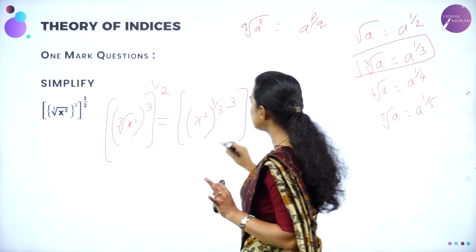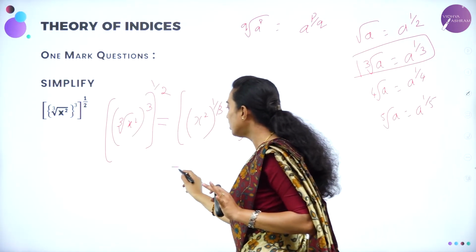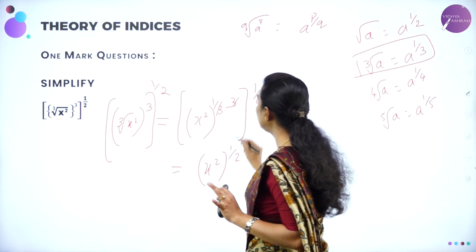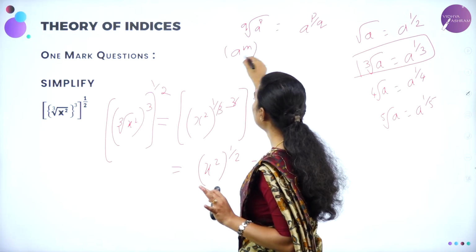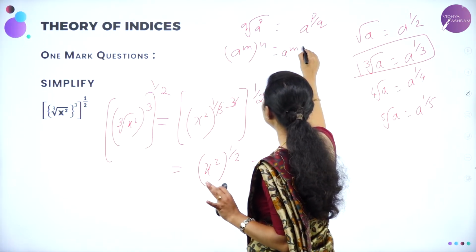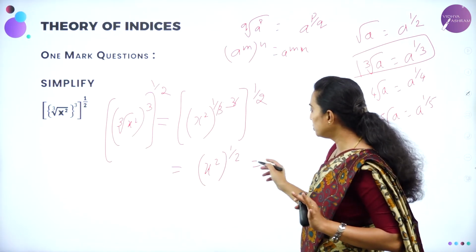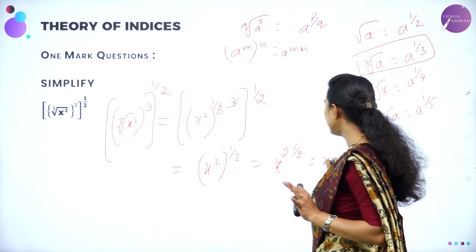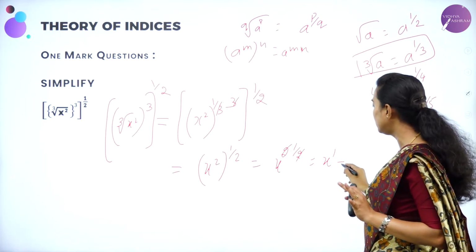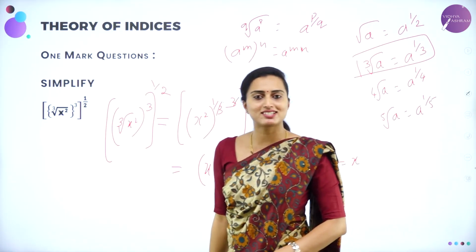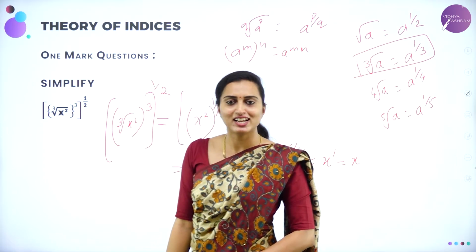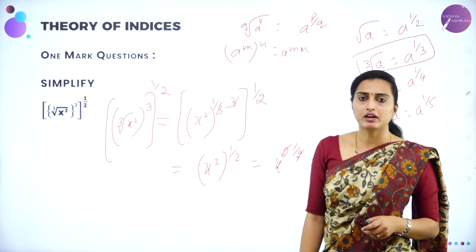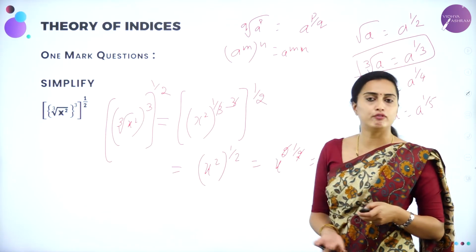Is that so easy, dear student? Now 3 will get cancelled. You are going to remain with x squared whole to the power of 1 by 2, which will look like a power m whole power n, which is a power mn. So 2 into 1 by 2 will be x to the power of 1, 2 will get cancelled, which is equal to x. Is that so easy, dear students? Yes. So this type of problems also will be asked for 1 marker. While simplification, be careful.